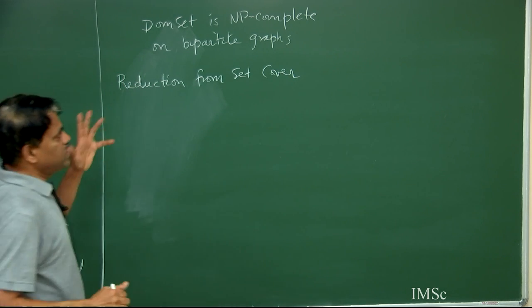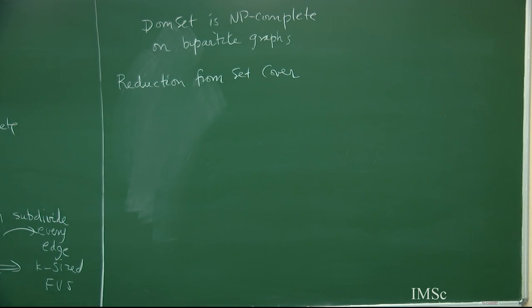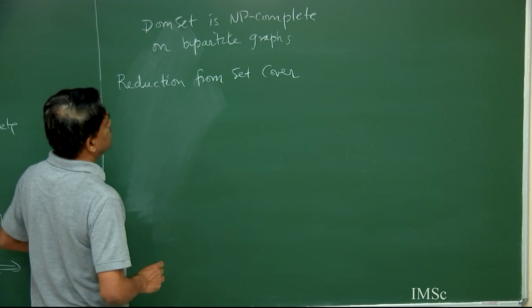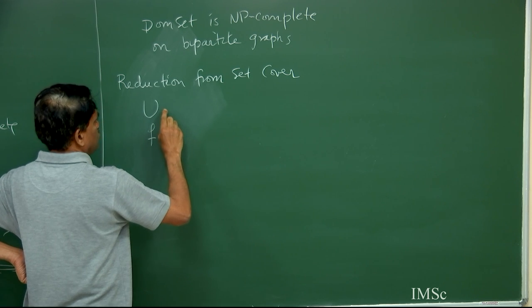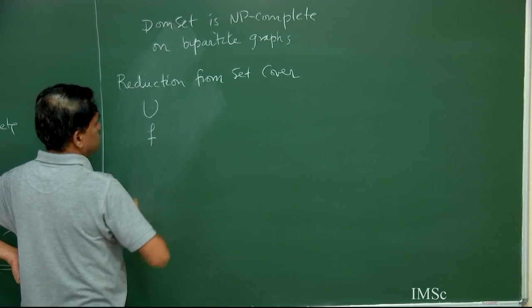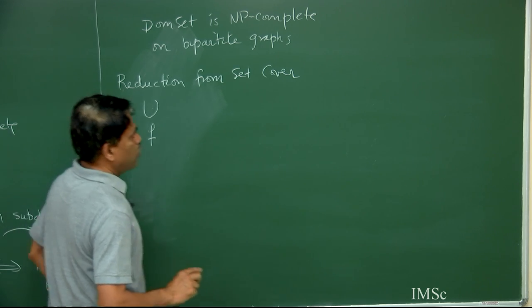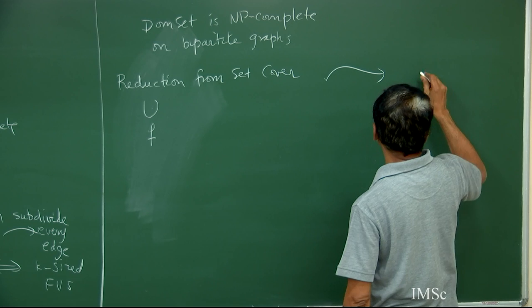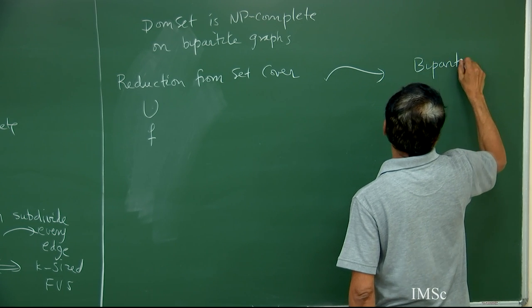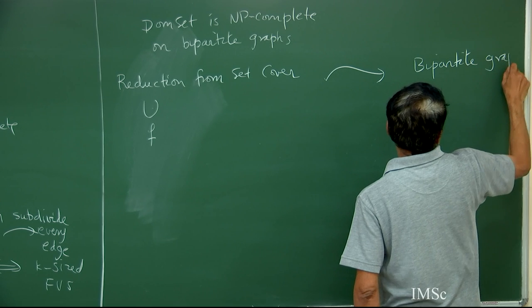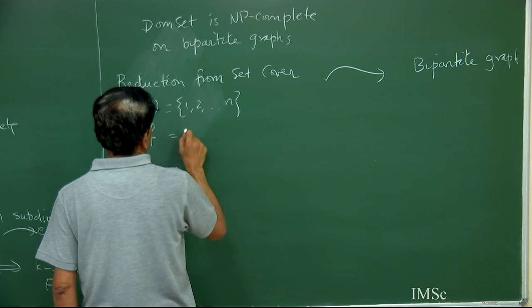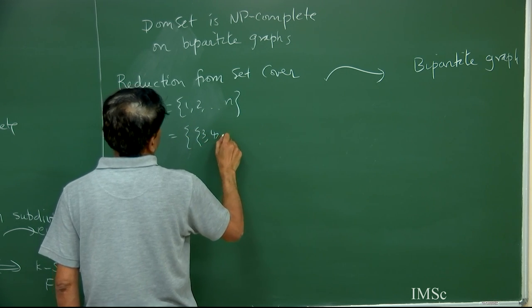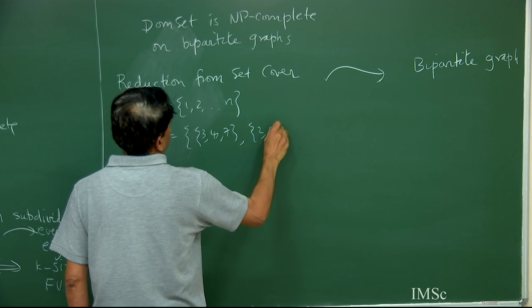What is dominating set? Dominating set is some k vertices covering all vertices, right? So what is the instance of set cover? There is a universe and there is a family of subsets of U. So you are given a universe and a family of subsets. What I want to construct here is a bipartite graph. Let's say you have a universe 1, 2, 3, up to n, and my family will have some sets like 3, 4, 7, 2, 8, and so on.